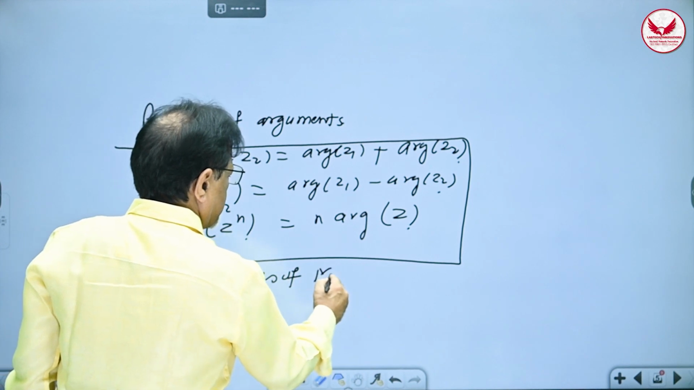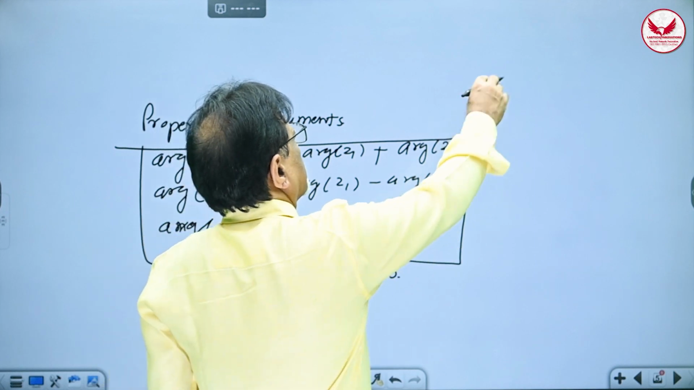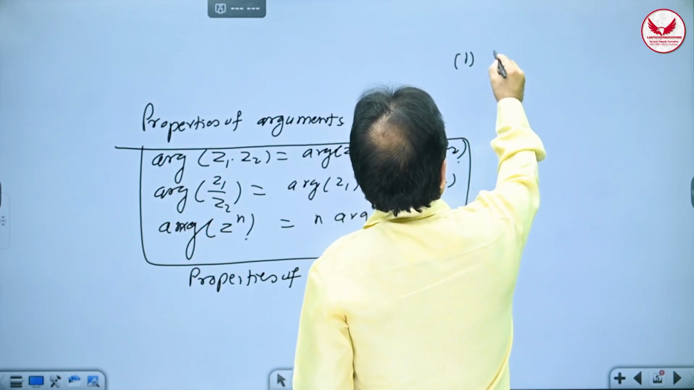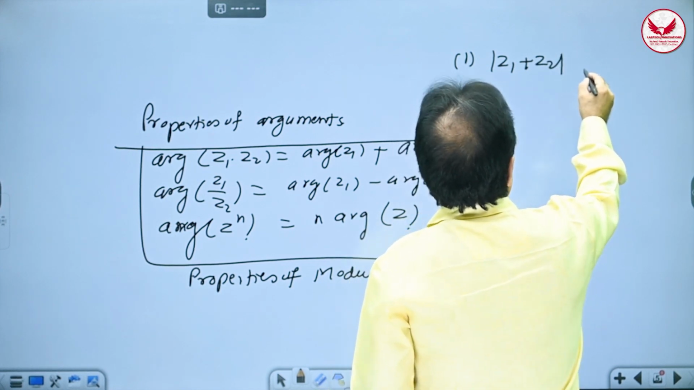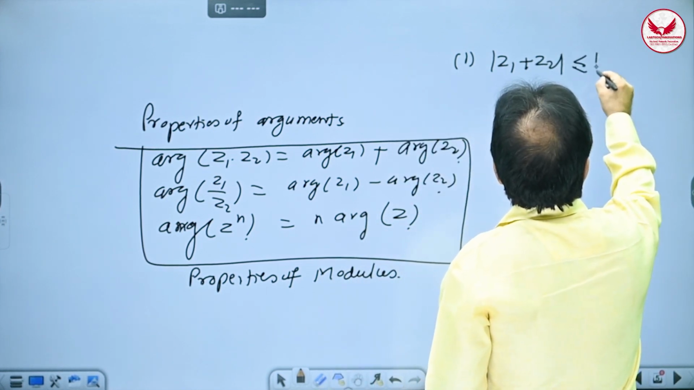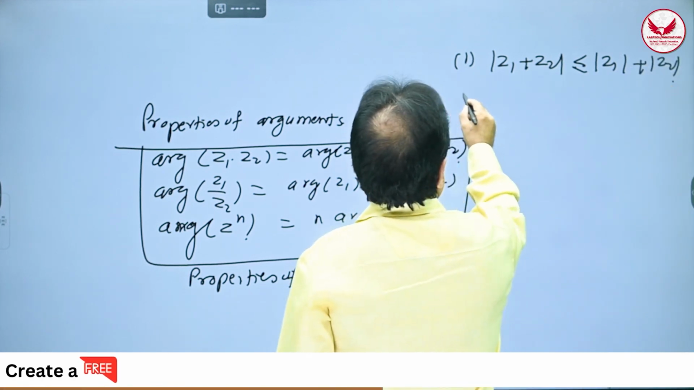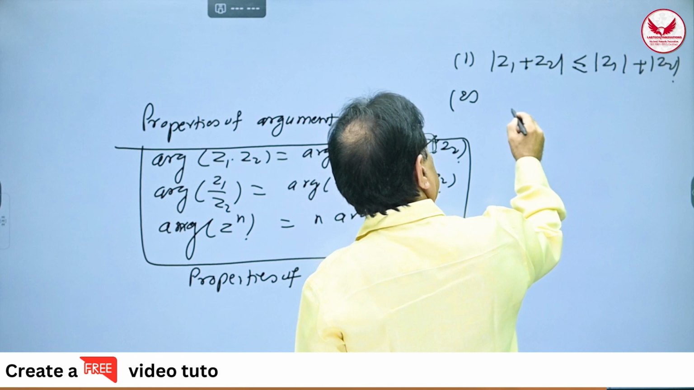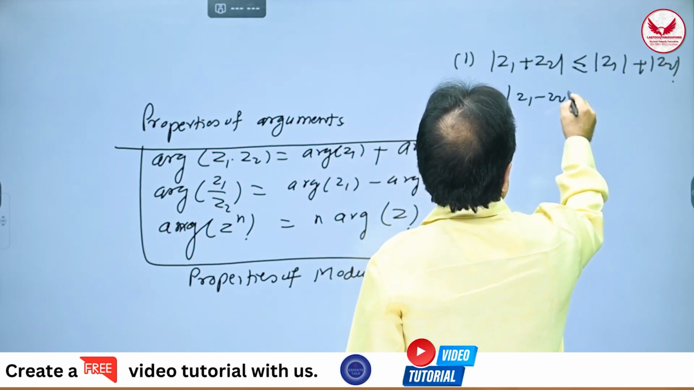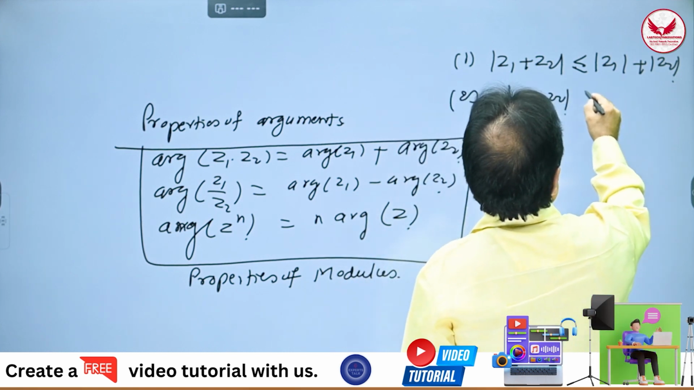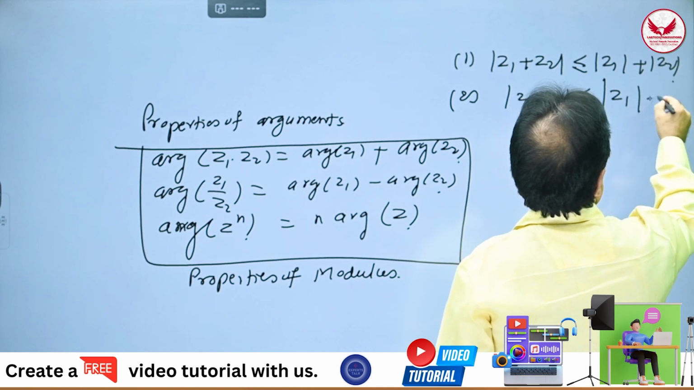And now the properties of modulus. Modulus has got this property. First, it's very important: mod of z1 plus z2 is always less than or equal to mod z1 plus mod z2. Second property, mod of z1 minus z2, right, is less than or equal to mod of z1 minus mod of z2.